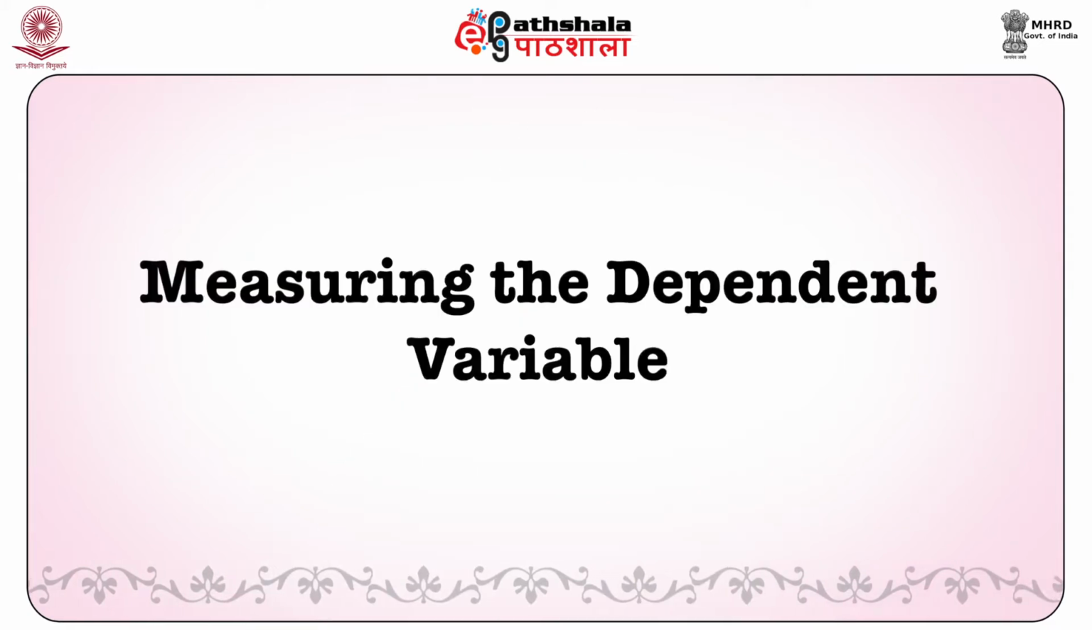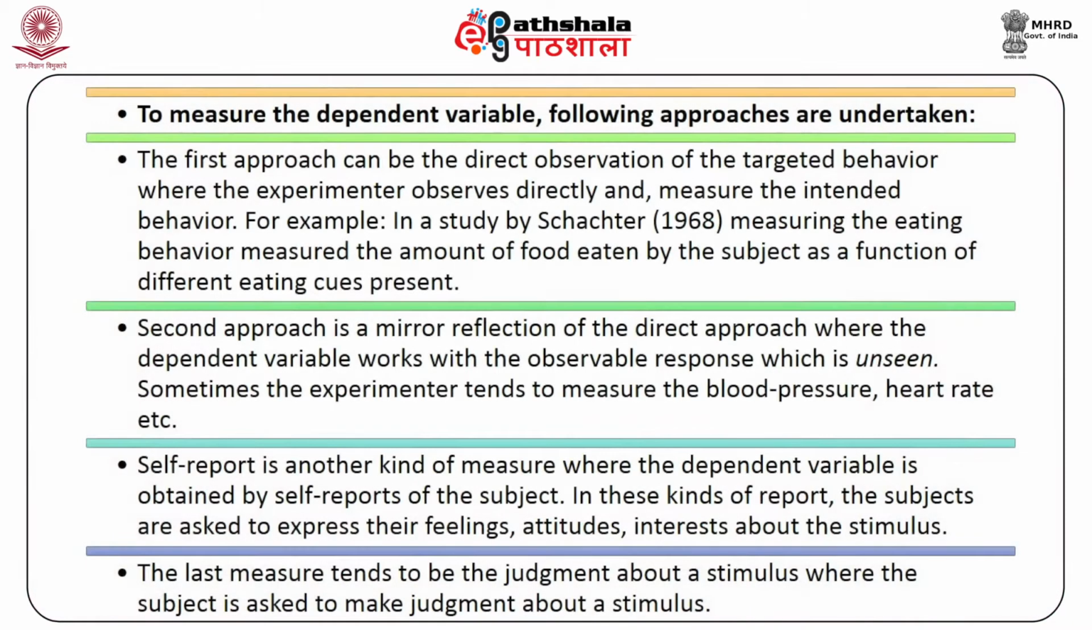Measuring the dependent variable. To measure the dependent variable, the following approaches are undertaken. The first approach can be direct observation of the targeted behavior, where the experimenter observes directly and measures the intended behavior. For example, in a study by Schachter in 1968 measuring eating behavior, the amount of food eaten by the subject was measured as a function of different eating cues present.